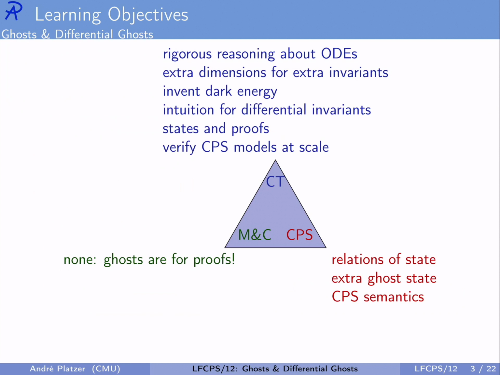So what we're going to see is, from a modeling and controls perspective, in this chapter, we'll learn nothing at all. Why? Well, the whole point of the ghost variables is that they're merely there for the sake of the proof and not for the real system. They're made up for analysis purposes.